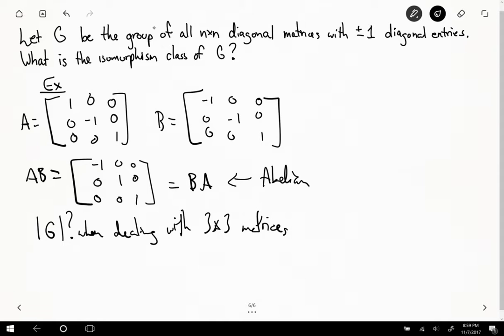Well, let's see. Okay, so how many choices do you have for your top left entry? That would be 2 choices. How about this one? Well, you have another 2 choices, plus or minus 1. In this one, you have another 2 choices. So in this case, what do we have? Well, this should be 2 cubed for the order of G.